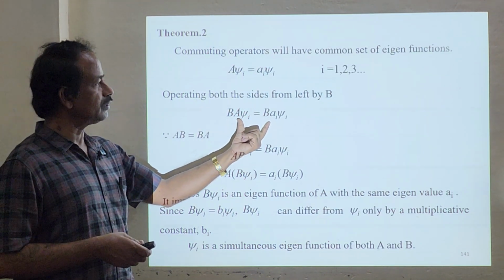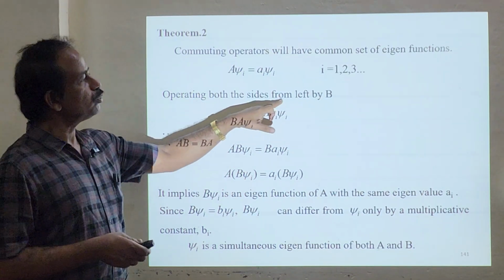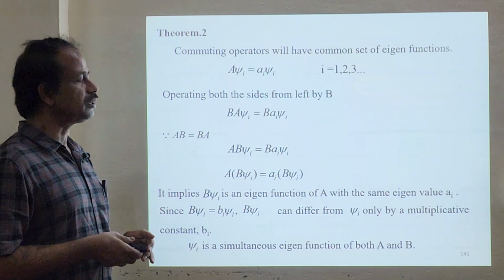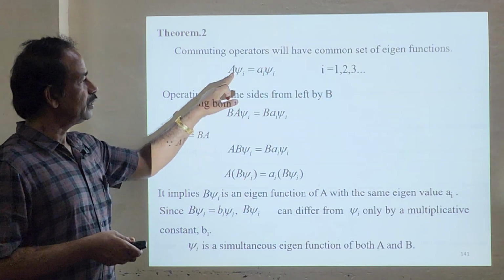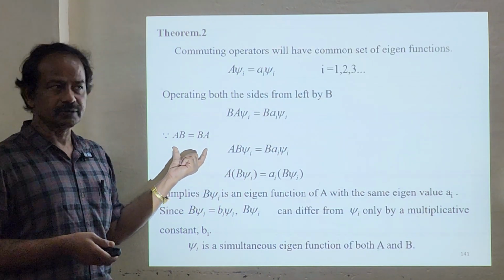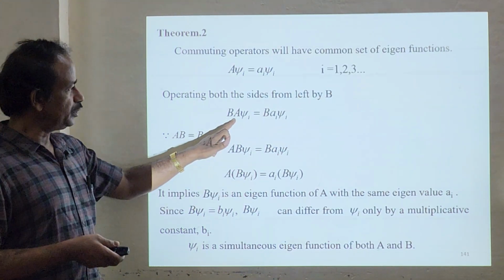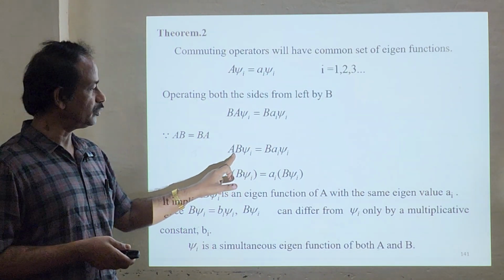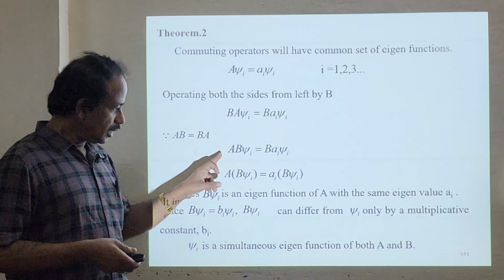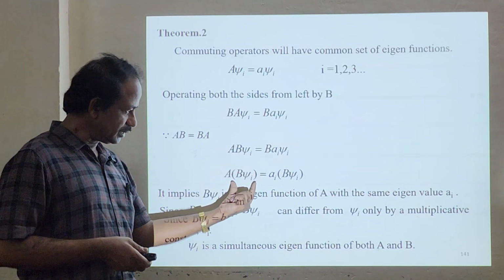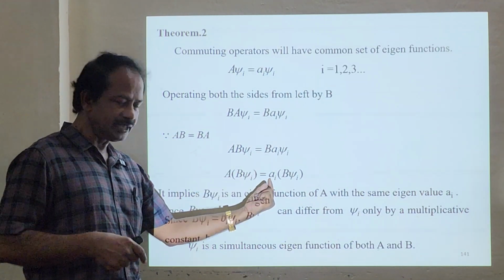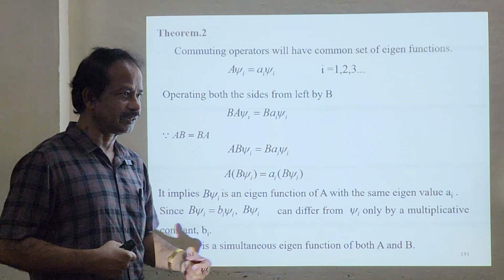Similarly, operating on both sides from the left by B, we know already this expression. You just operate B on both sides. So BA psi A will be B Ai psi A. Correct? So we know already AB equals BA from theorem 1. So BA can be replaced with AB. So AB psi A equals B Ai psi A. Okay. Now I am going to write this expression in this form: A (B psi A) equals Ai, the eigenvalue pulled out, times B psi A.